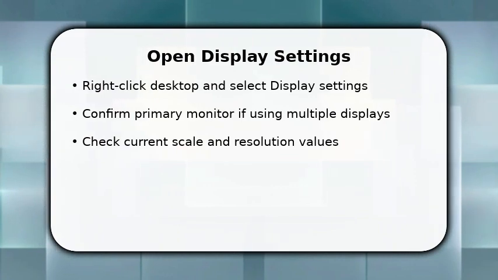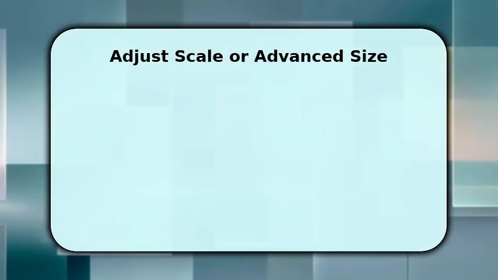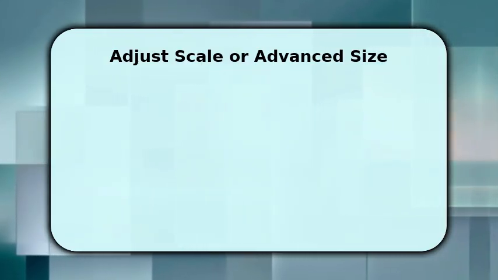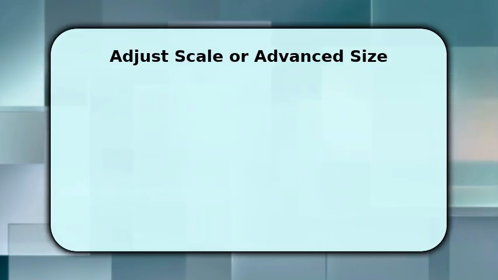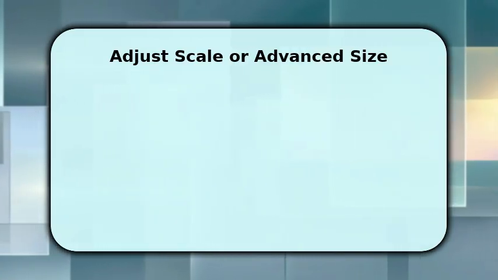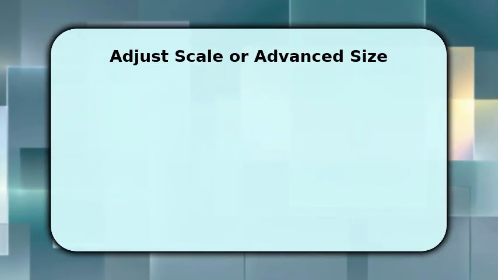You now pick how to increase font size. Use the scale drop-down under Scale and Layout for quick changes like 125% or 150%, which affects text, apps, and other items. If you need a custom value, click Advanced Scaling Settings and enter a percentage between 100 and 500. This is useful for odd monitor sizes.